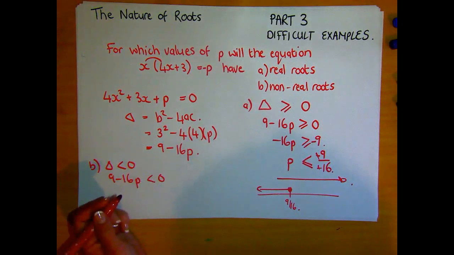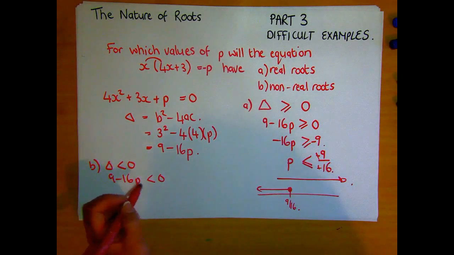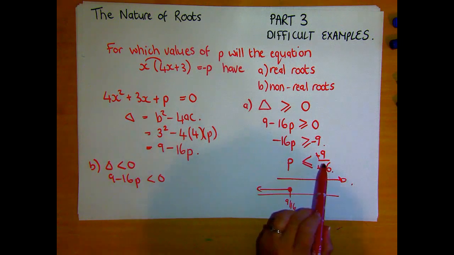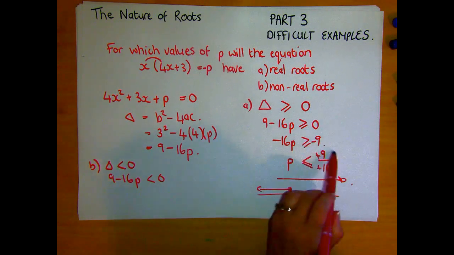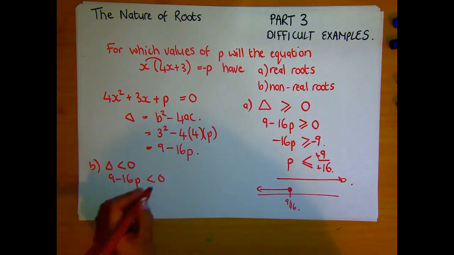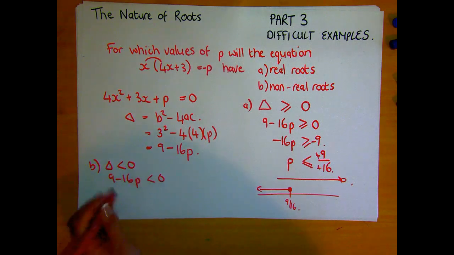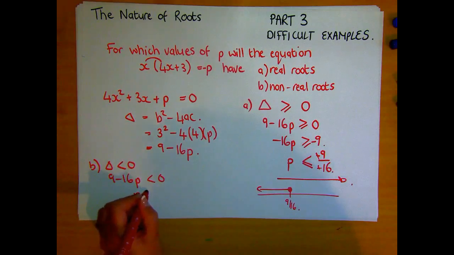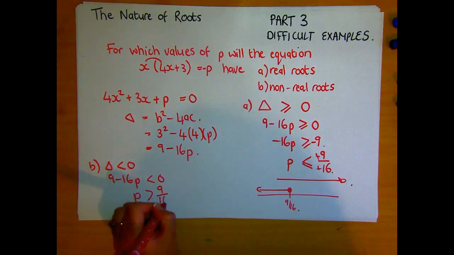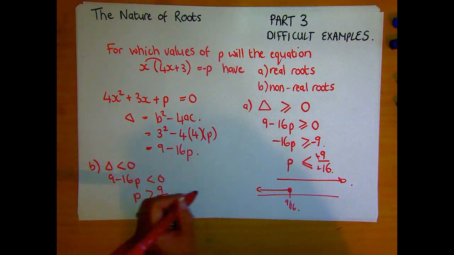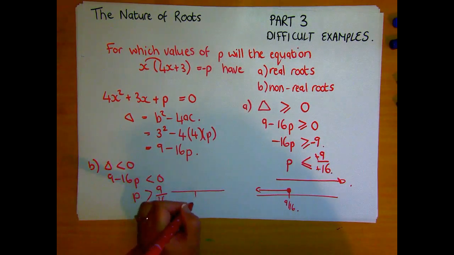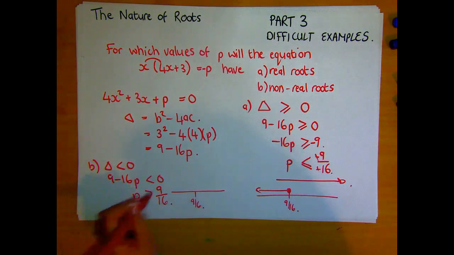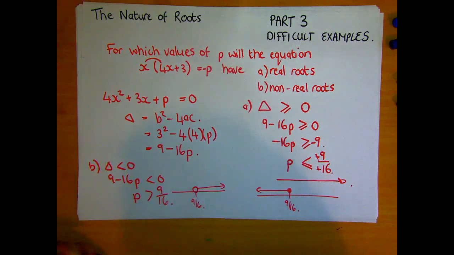So I'm going to head off with the same thing. So there I had p is less than or equal to 9 over 16. If I do the same calculation, I'm going to also be dividing through by a negative when I move things around. So I'm going to end up with p being greater than 9 over 16. Okay, so on the number line it'll be the same thing, excepting it'll be excluded. So if I say that's 9 over 16 and it's excluded, okay, p must be anything greater than that.